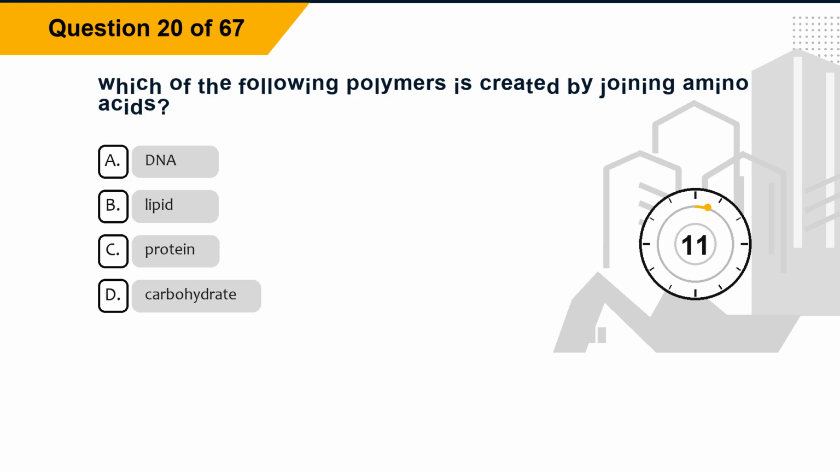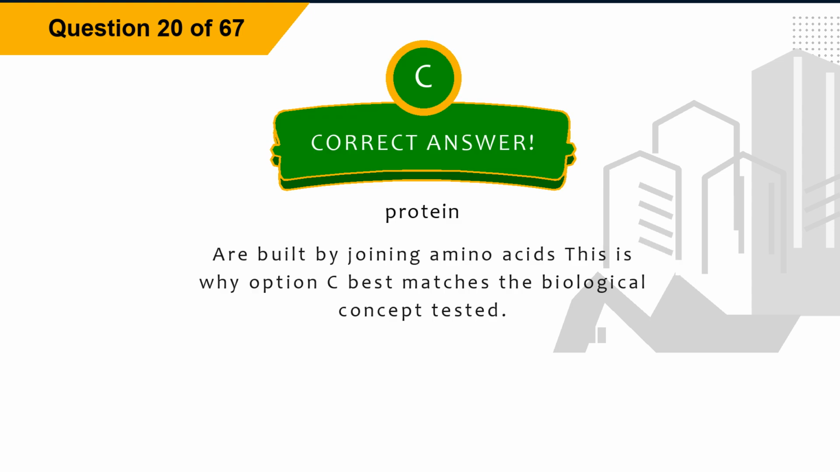Question 20. Which of the following polymers is created by joining amino acids? Option A, DNA. Option B, lipid. Option C, protein. Option D, carbohydrate. The correct answer is option C, protein. Explanation. Proteins are built by joining amino acids. This is why option C best matches the biological concept tested.